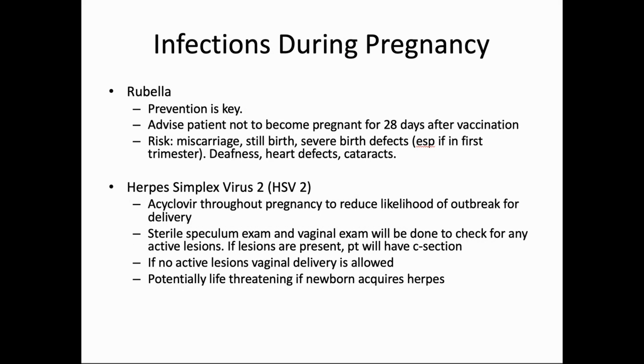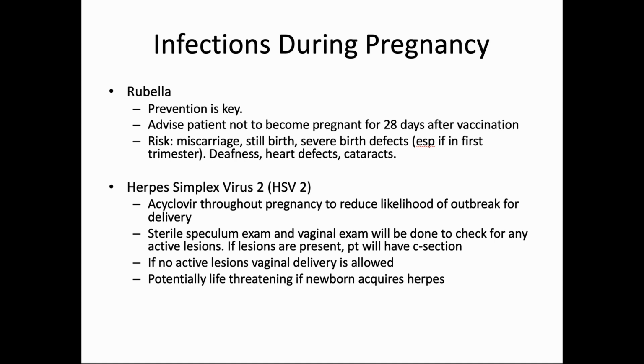Infections during pregnancy, right? So rubella, obviously prevention is key. Ideally, our patients would be vaccinated before they got pregnant. But if they do develop rubella during the pregnancy, they're at risk for miscarriage, stillbirth, severe birth defects, deafness, heart defects, cataracts for the baby. Once we give the vaccine, they shouldn't get pregnant for about 28 days after.